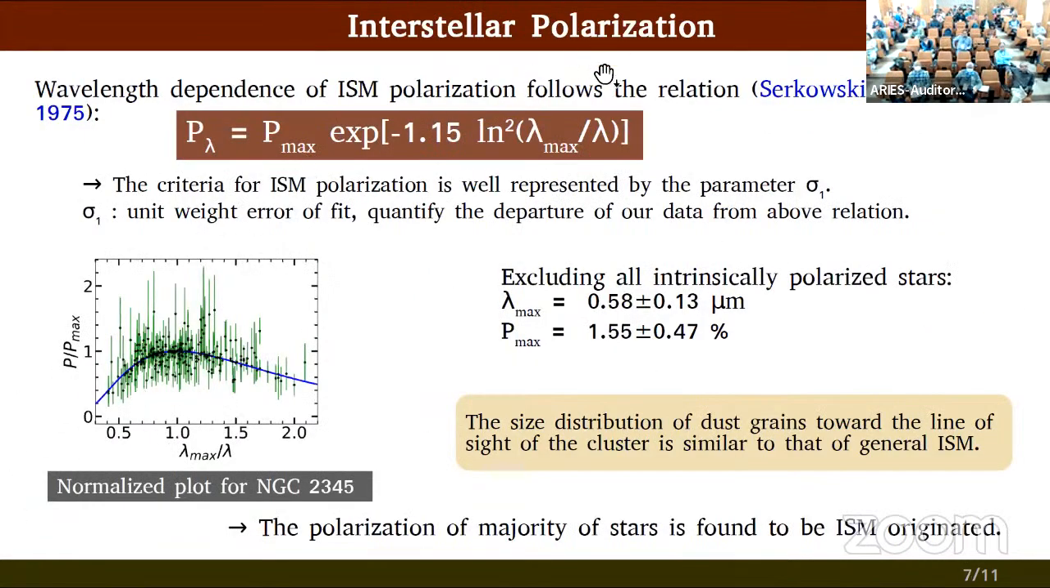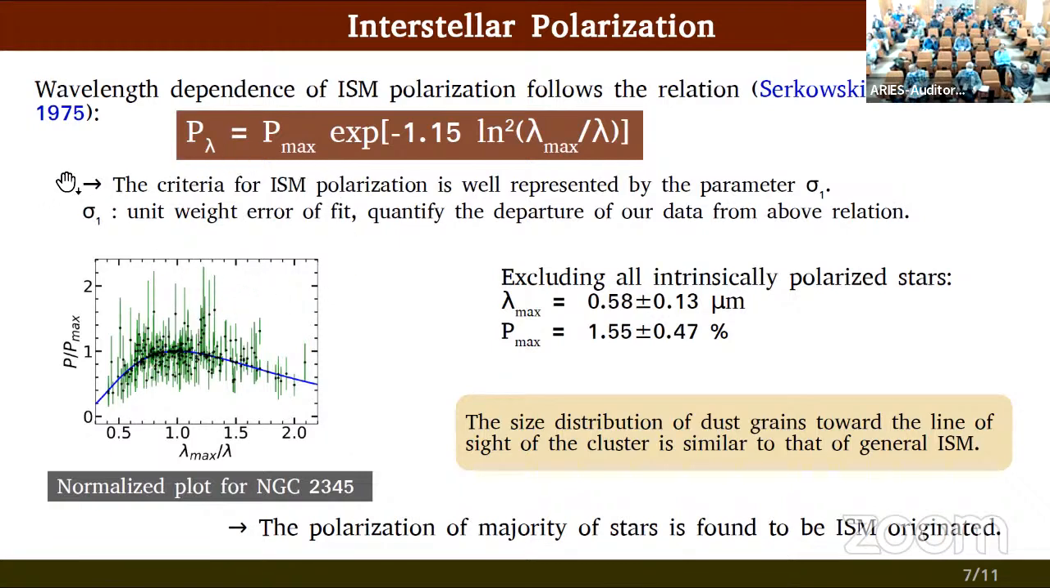The wavelength dependence of interstellar polarization follows the relation given by Serkowski in 1975, where P lambda is the polarization at wavelength lambda, P max is the maximum polarization, and lambda max is the wavelength corresponding to which we are getting maximum polarization. Because we have taken the data in four bands, we have fitted this relation for all the stars. The criterion for whether the polarization is well represented by the ISP is sigma 1. Sigma 1 is the unit weight error of fit, which quantifies the departure of our data from the above relation.